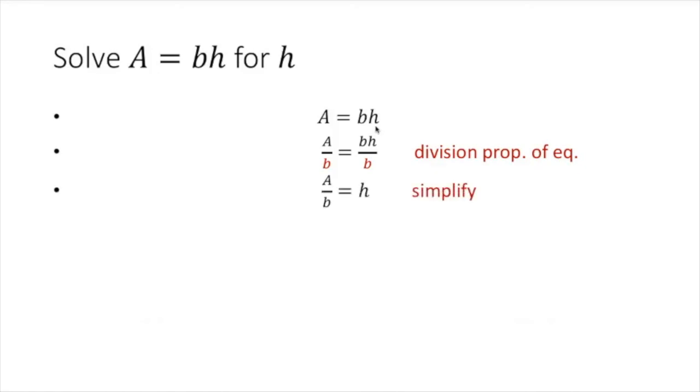And then we're going to simplify. b divided by b is 1, so we have 1h, or just h. And on the other side, we can't simplify a divided by b, and so we're done there. That would be solving for h.